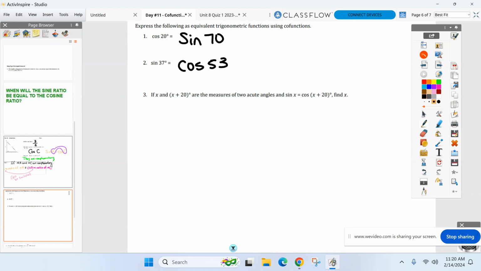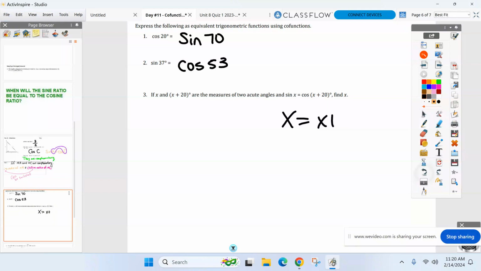Look at number 3. x and x plus 20. Everyone, those are two angles. They're both acute. What am I telling you? The sine of one angle is equal to the cosine ratio of the other. So how can I find x? And I get it right away. This is what everybody wants to do. You don't understand what I put down on the previous page then. If you're throwing that down, x equals x plus 20.